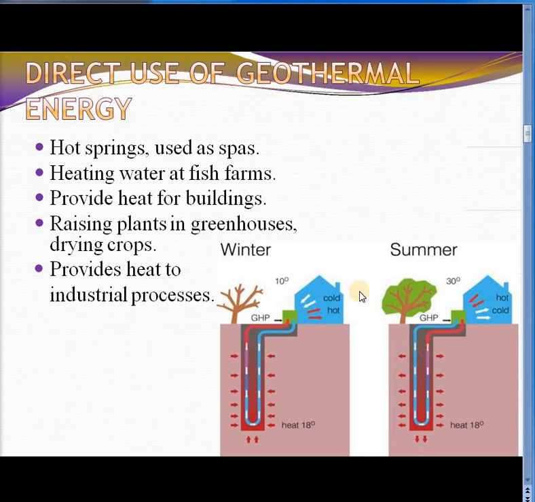These are used in heating water at fish farms, and for heating of buildings or surfaces, you use these hot springs. Also in greenhouse construction, where you are raising plants or drying crops, these are used. The steam for industry processes providing heat, or in warehouses where you want heat to be provided, there you use this direct use.